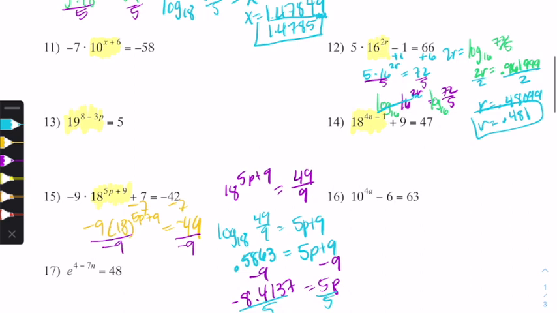So then I'm going to divide by 5. So then we get -1.6827. After the 7 is a 4. So that remains the same.